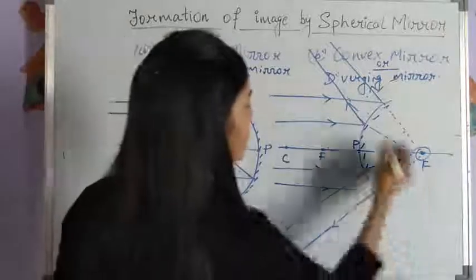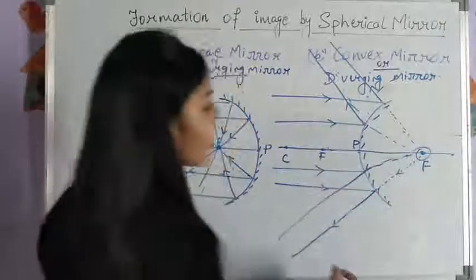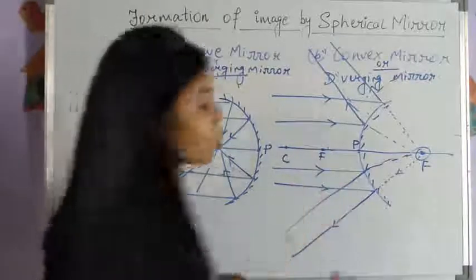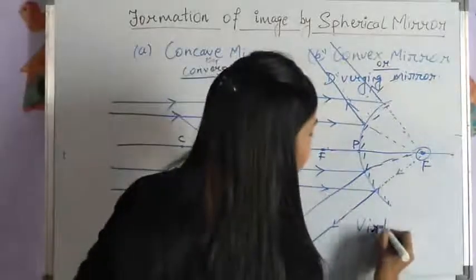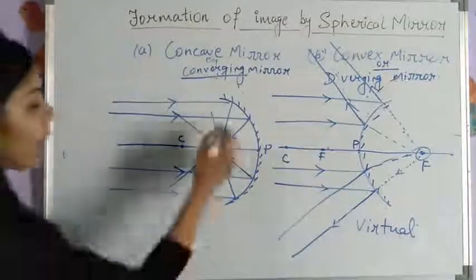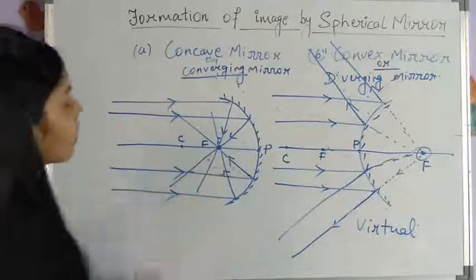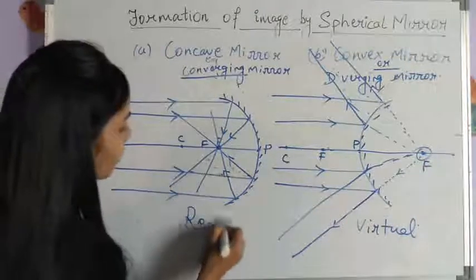That is why in the case of convex mirror, the nature of the image which is formed in this case will be virtual. Correct? But you see here actual intersection of light is taking place after reflection. So in the case of concave mirror, the nature of the image will be real.